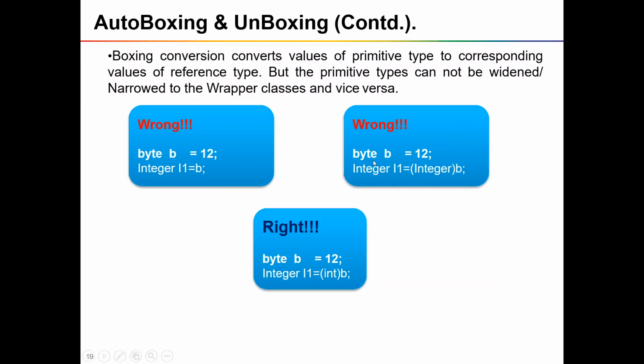directly. And in the second block, byte b equal to 12, Integer I1 equal to Integer of b. So here you are performing casting, right? In casting, you cannot convert one type of object into another type of object. So this is also invalid. You are trying to convert byte data into an Integer object, which is still wrong. So what we are doing here is, first of all, we convert a byte type into an int primitive type. Then you can directly assign it to an Integer object. So this is valid.